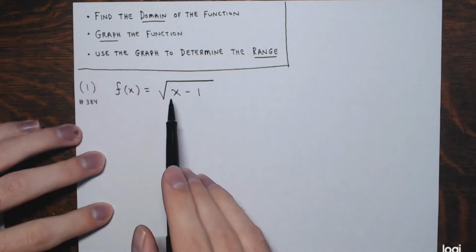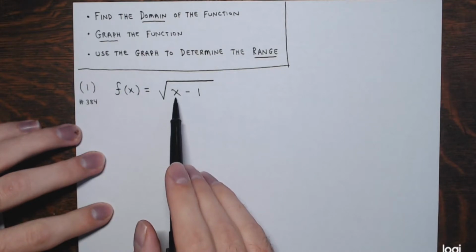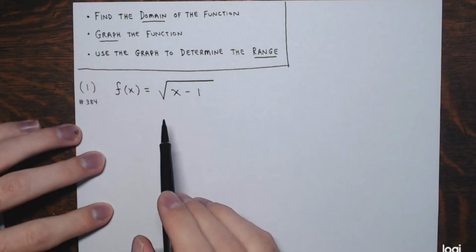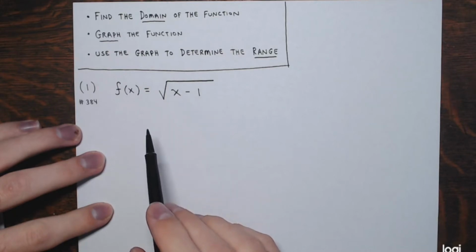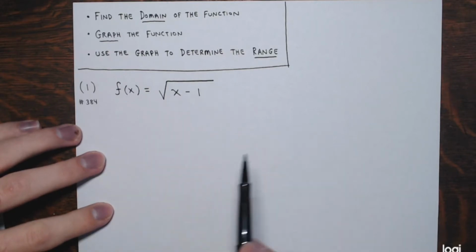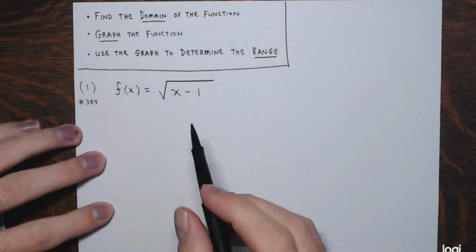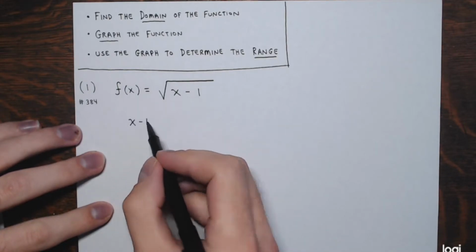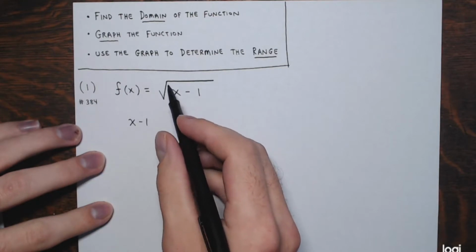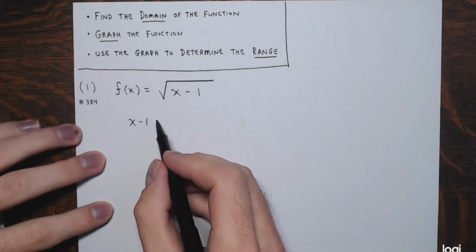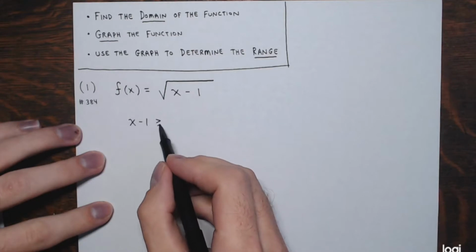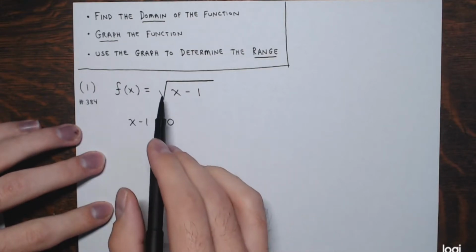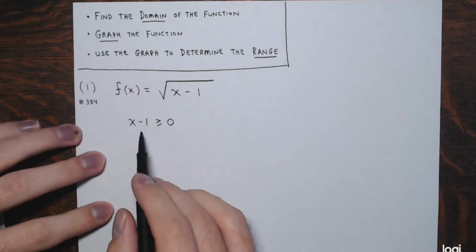Well, if I plug in a number that makes me take an even root of a negative number, that's not good. That's not real. And I won't be able to graph it. So the radicand, the expression inside the square root, x minus 1, can't be negative. It has to be greater than or equal to 0. So for any even root function, I'm setting up this inequality.